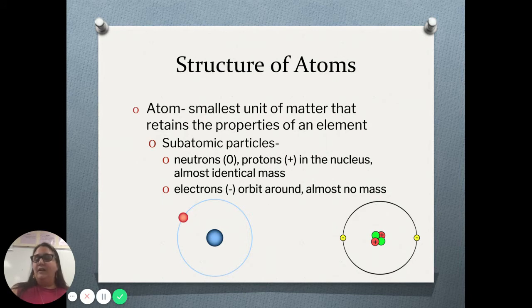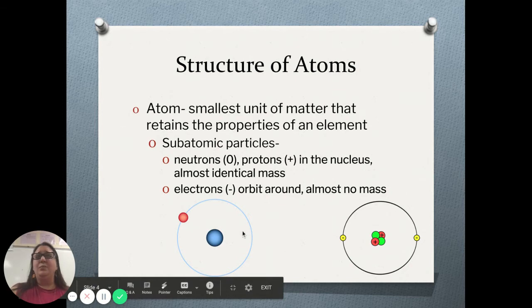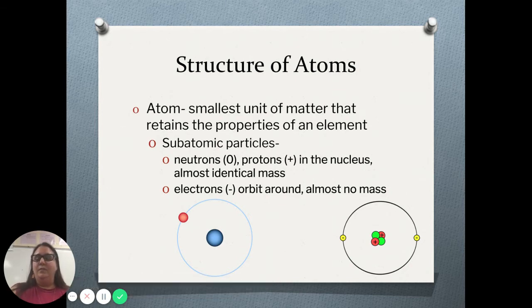Inside or as part of the atom, there are different pieces. One part is the nucleus, and the other part is the orbiting shells. Inside the nucleus, you have neutrons and protons. Neutrons have a zero charge or no charge, and protons have a positive charge. Electrons orbit around the nucleus, and we always picture them as pretty close, but actually they're really, really far away from the nucleus. They have a negative charge, and they have almost no mass.